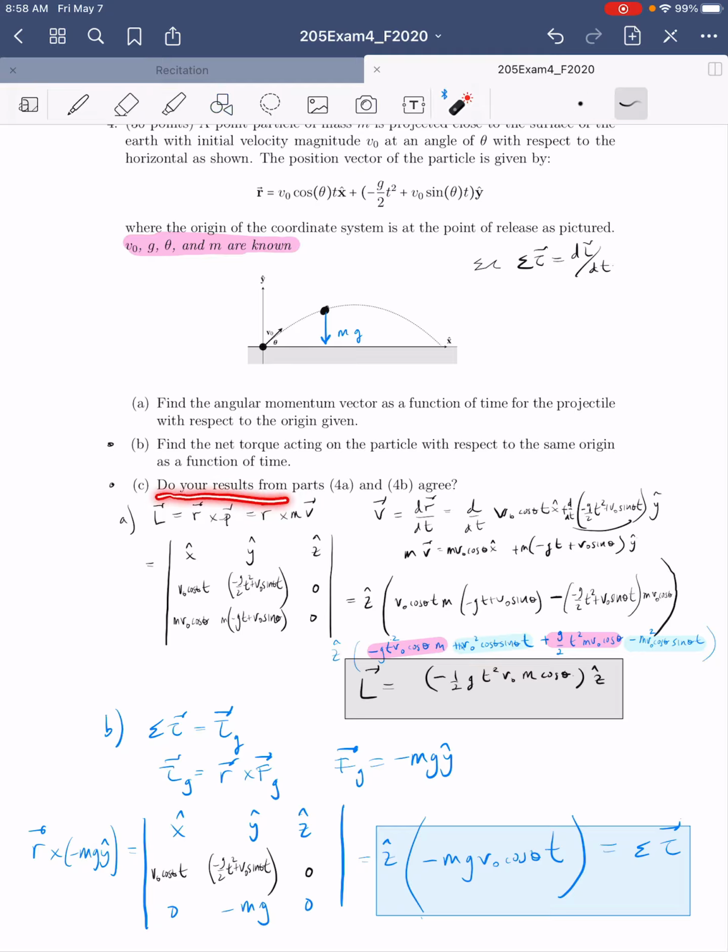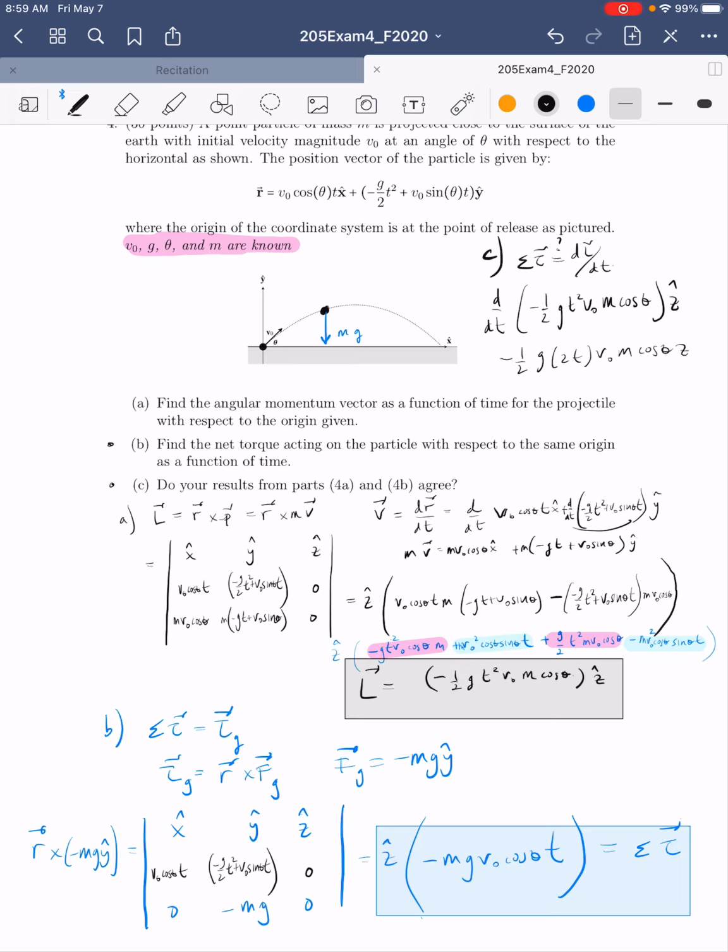And then I ask, do the results from 4A and 4B agree? This is really what I'm getting at for part C over here. Part C is really asking, do these agree with each other, now that I've found them separately? So I'm going to take the time derivative of my angular momentum vector. The only thing that's not constant in here is the t squared. Of course, z hat is a constant too, so that becomes 2 times t, of minus 1/2 g v naught m cos theta z hat.